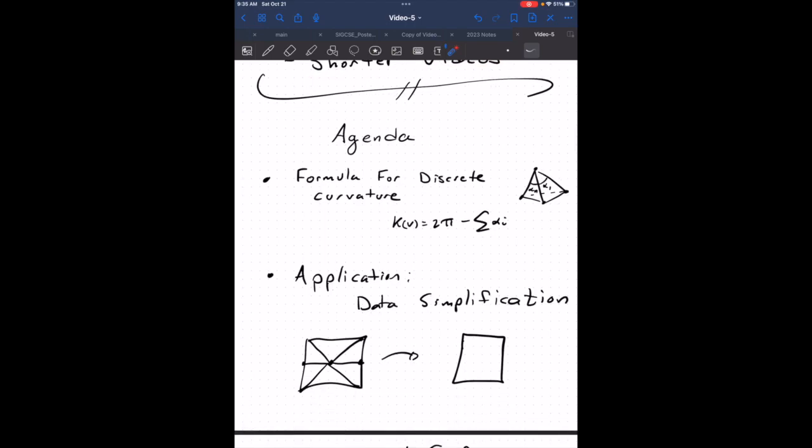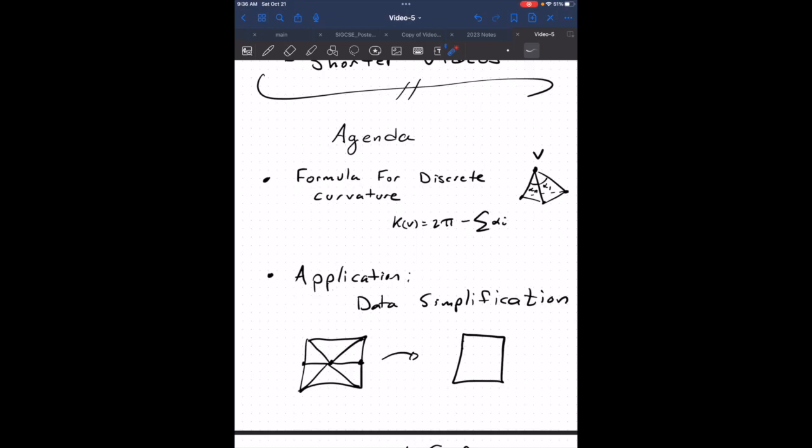So in this video, what are we going to do? We're going to come up with a formula for discrete curvature. So if we have a vertex, let's say this is our vertex V, and we would like to say how much our triangulation is curving there, we can use the Gauss-Bonnet theorem to get this formula. So spoiler alert, this is going to be our formula, where these alpha i's are the angles of the faces incident to V. So discrete curvature is maybe an oxymoron, but we'll see the Gauss-Bonnet theorem really helps us.